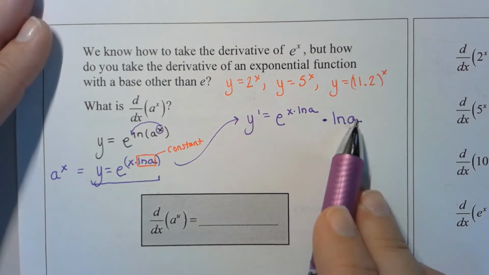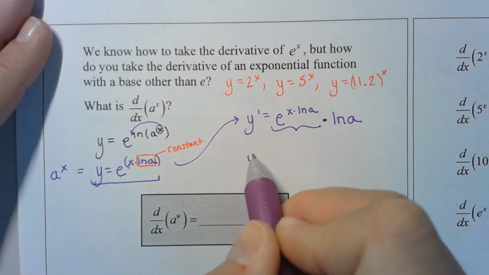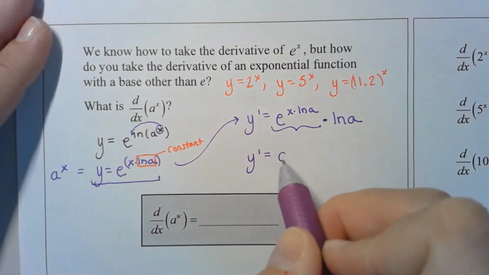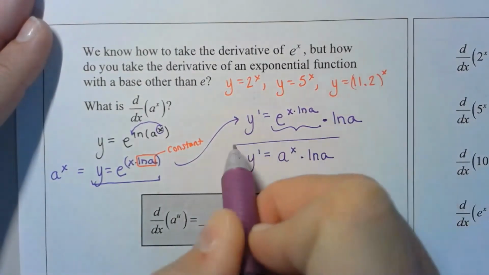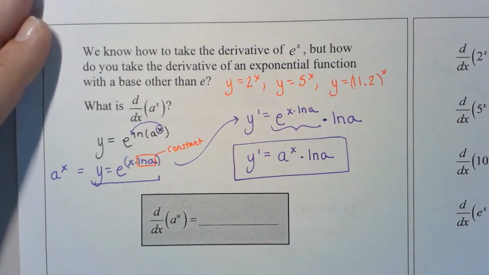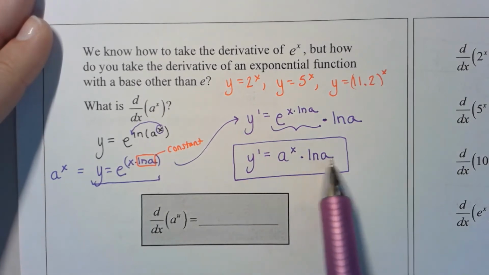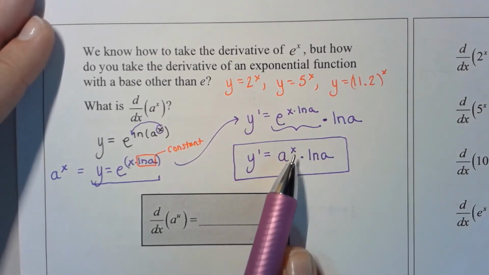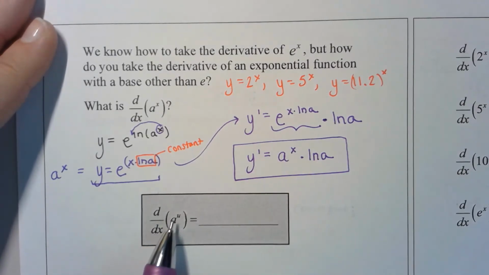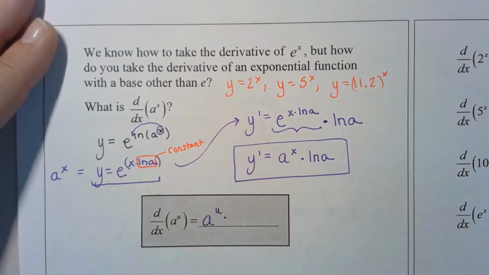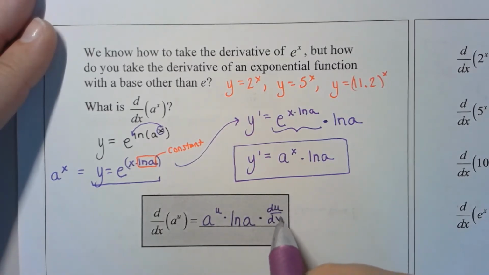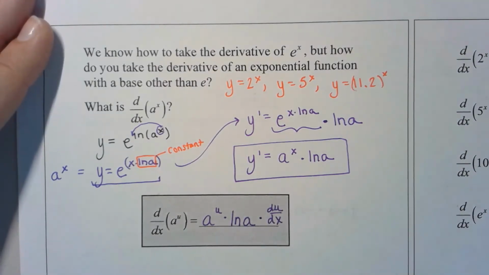Let's clean it back up. This whole mess right here, remember, was a fancy way of writing a to the x. Again, you never have to reproduce this. I just wanted you to see where this came from. So this is different because it's got an extra piece. The derivative of any exponential, no matter what the base, is going to be the exponential a to the whatever. Then we're going to need times the natural log of the base, so the natural log of a. And then the chain rule says multiply by the derivative of your exponent.